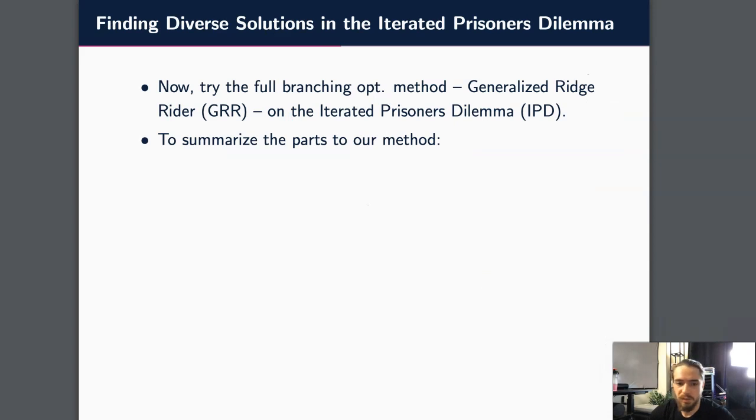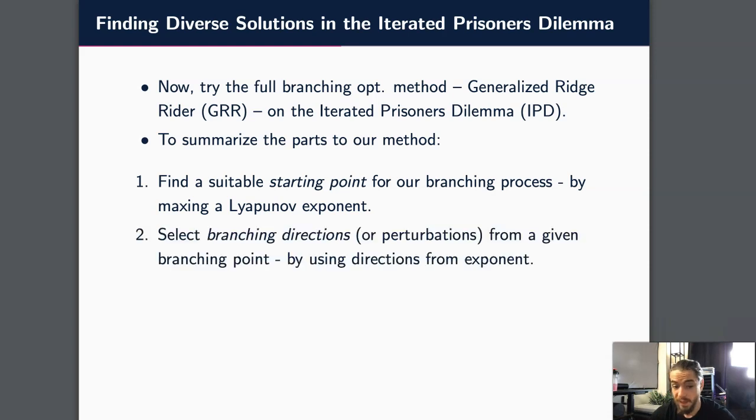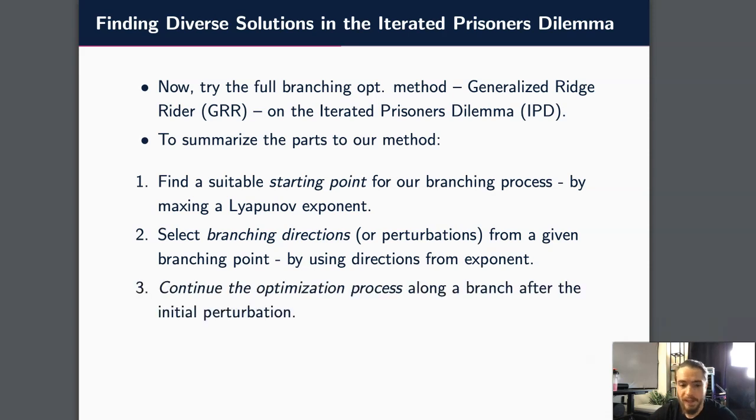Now, let's try the full branching optimization tree search, called Generalized Ridge Rider, or GRR, on the iterated prisoner's dilemma. To summarize the key points of our method which we investigate. First, find a suitable starting point for our optimization process by maximizing the exponent. Then, select branching directions or perturbations from a given branch point using the associated maximal direction from our exponent calculation. Next, continue the optimization process along a branch after the initial perturbation.